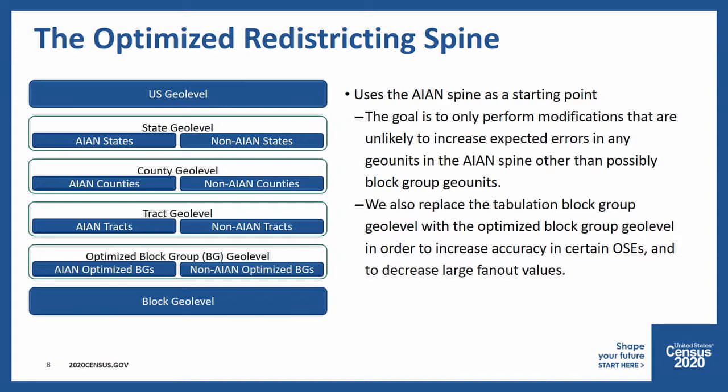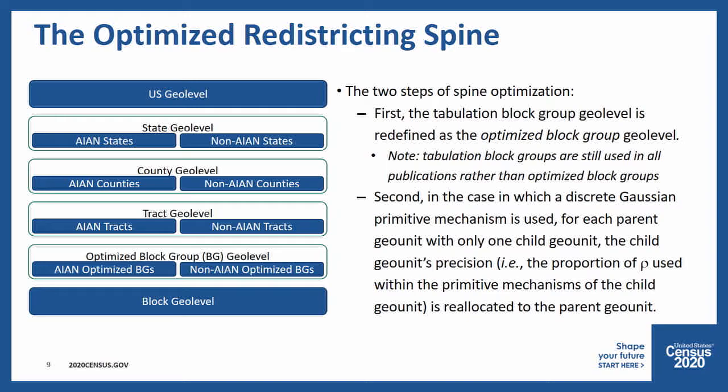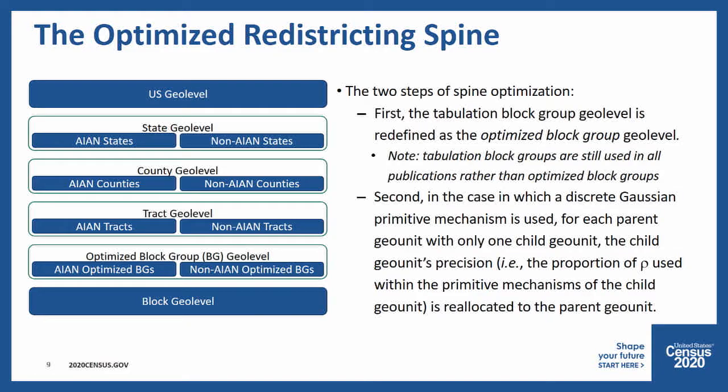This definition of optimized block group is intended to increase accuracy in certain off-spine entities that I'll describe in a little bit. From a very broad general level, the two steps for defining the spine are to first define optimized block groups, and then afterwards perform a bypassing operation where we bypass child GeoUnits whose parent GeoUnit only has one child. In other words, we're bypassing child GeoUnits that are only children. I'll talk more about that in a second and about why we do that.